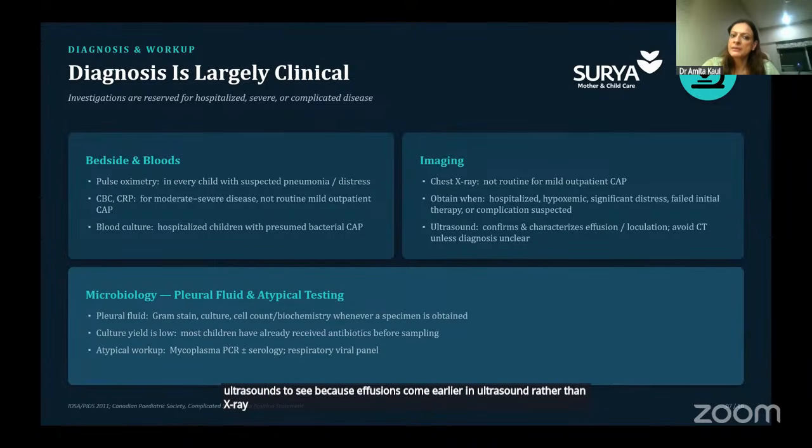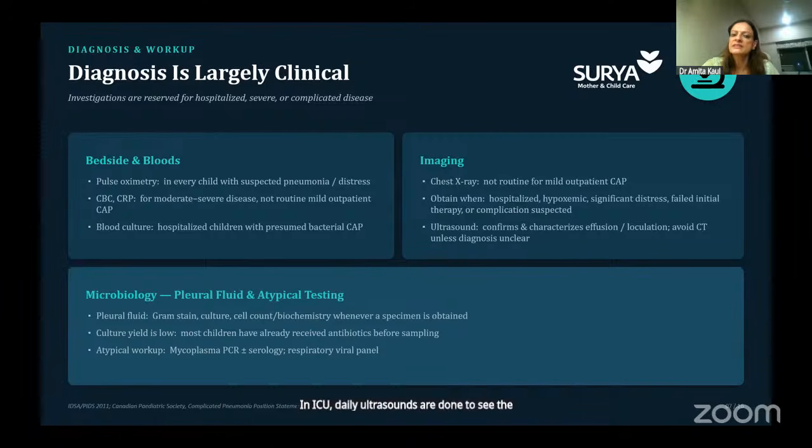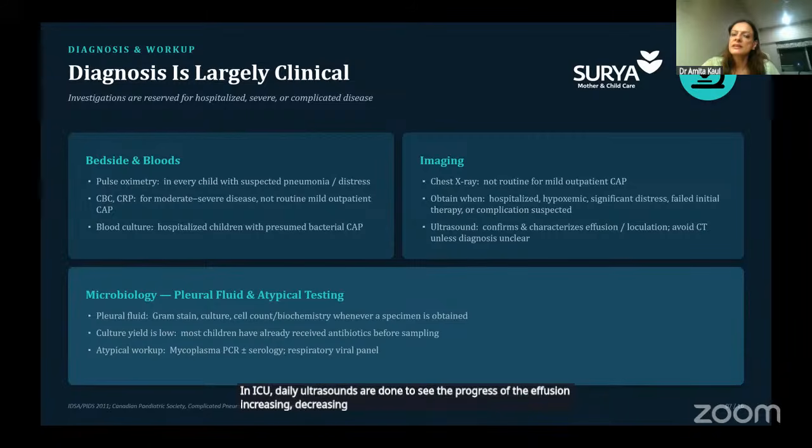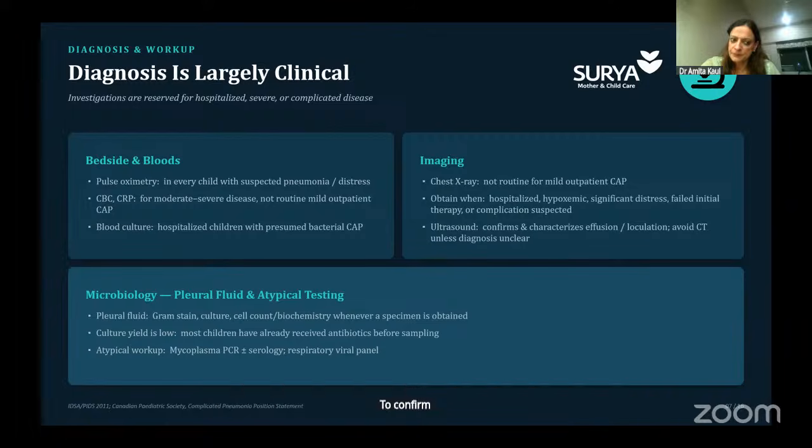So if the child is admitted for pneumonia in the ICU, daily ultrasounds are done to see the progress of the effusion, increasing or decreasing. You can see the shred sign in focus. But for OPD basis, or where you're suspecting an effusion, or a child is in the ward, we generally don't do ultrasounds that frequently. Obviously you will be doing ultrasounds to confirm and characterize the effusion.